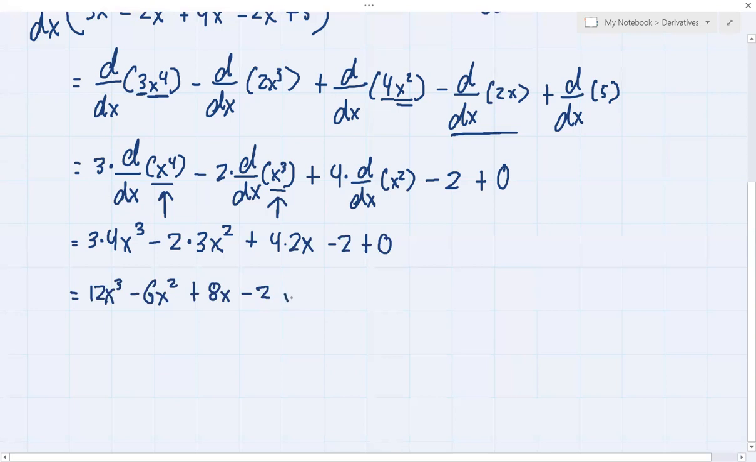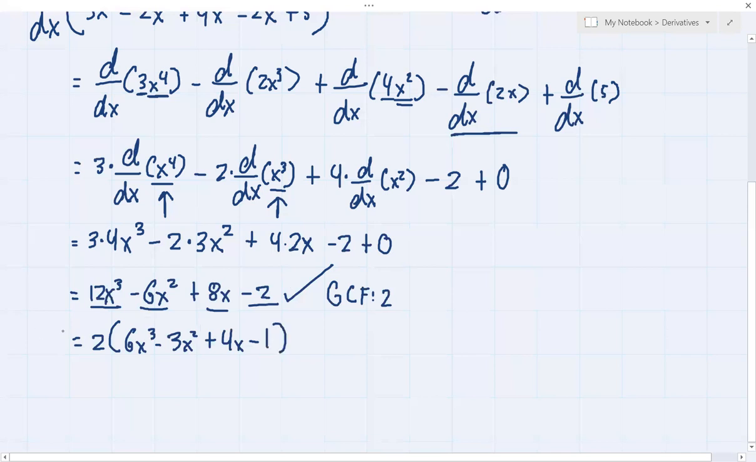So, what to do? Now, we can leave this as your final answer. Or, pwede pa natin itong i-simplify. Bakit? First term, second term, third term, at yung fourth term, lahat na to are all divisible by 2. Okay? Or yung greatest common factor nilang lahat ay 2. Therefore, we can simplify this expression by factoring out the 2. So we will have 2 times quantity, 6x cubed, minus 3x squared, plus 4x, minus 1. And that is our final answer.